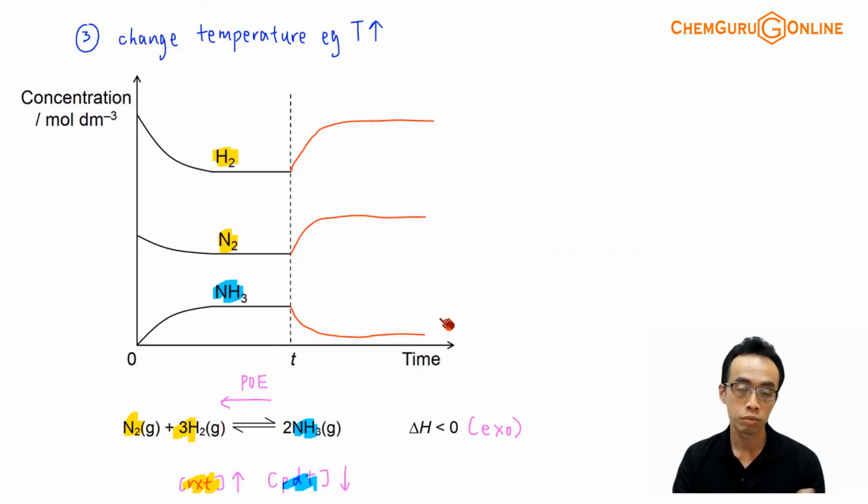I think what is important is we need to be able to deduce the changes in the system based on what happens at time equals to t. Alright, so maybe let us run this through and we recap the few examples that we've talked about.